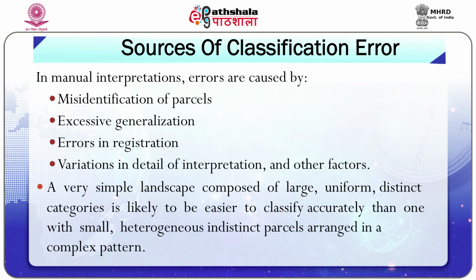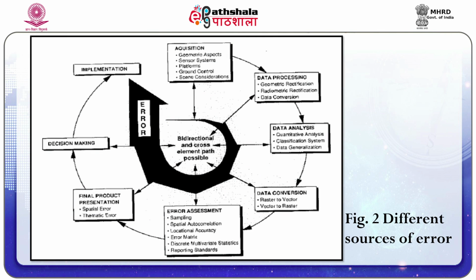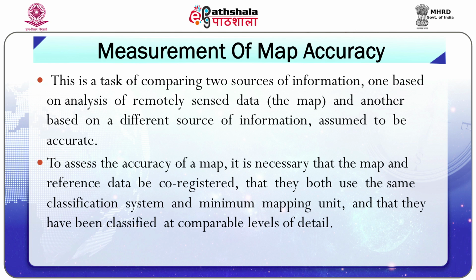Now we will discuss the various sources of classification error. In a manual interpretation, errors are created by first, misidentification of parcels, second, excessive generalization, third, error during registration, and fourth, variation in detail of interpretation and other factors. A very simple landscape composed of large uniform distinct categories is likely to be easier to classify accurately than one with small heterogeneous indistinct parcels arranged in a complex pattern, as shown in figure number 2.